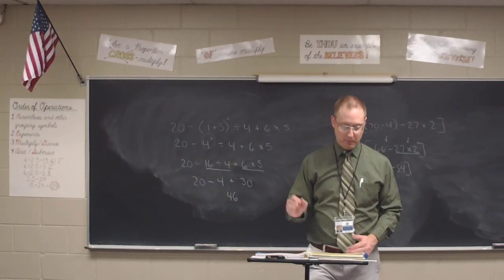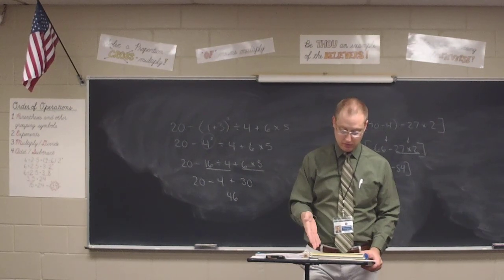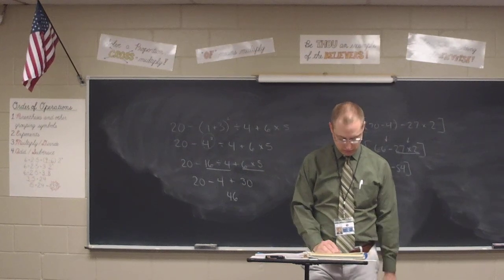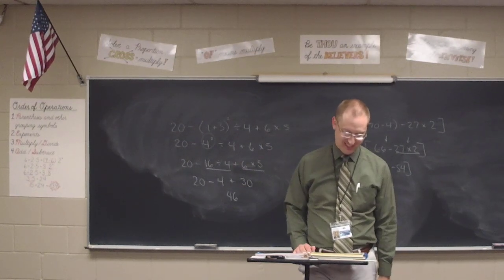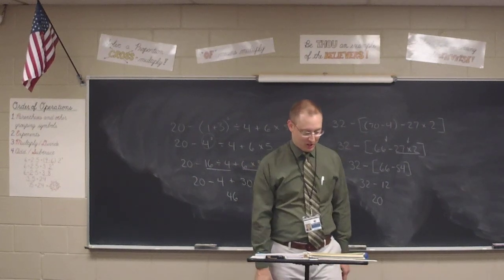So notice they rewrote the problem 7 plus 32 minus 2. Now you just take it in order. 7 plus 32, 39 minus 2. 37 is our answer. Questions on that? Look at the next example.